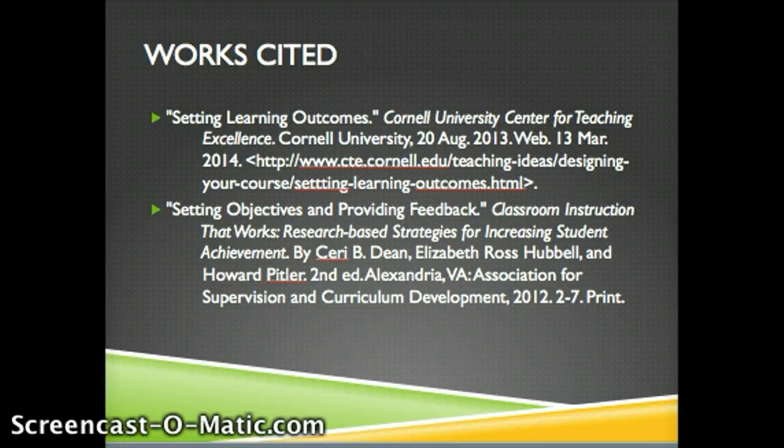My final slide is the Works Cited page. I used 2 resources, including our textbook. The other one was that Cornell University website. Their Center for Teaching Excellence has several great resources on setting objectives.